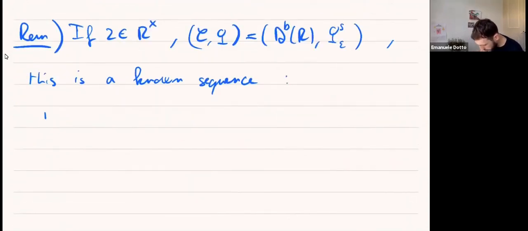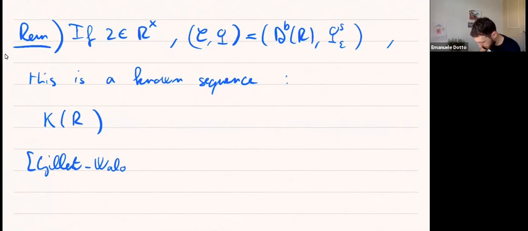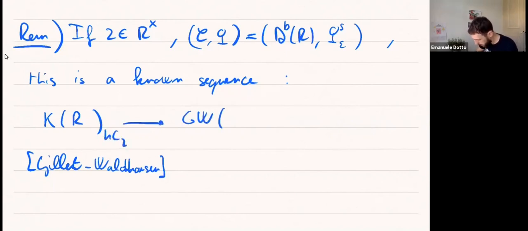What are the terms? So the first term is the K-theory of this derived category. Well, this is the K-theory of R. And so in order to identify the K-theory of this with the K-theory of R, this is the theorem of Gillet and Waldhausen. Then the K-theory of a ring can be computed as the K-theory of the category of chain complexes. Then the middle term is the Grothendieck spectrum of this category.